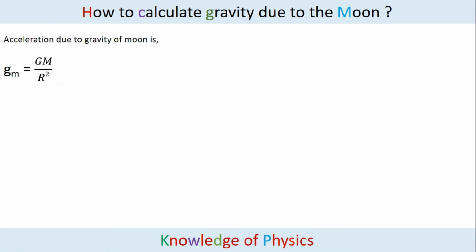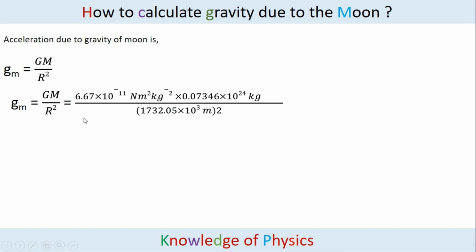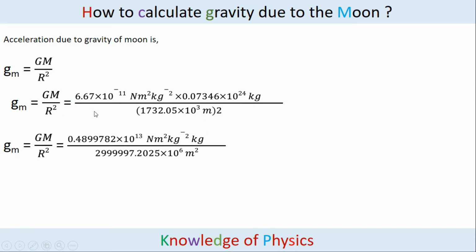Now the acceleration due to gravity of the moon is g_m equal to capital G capital M divided by R squared. Inserting the values of G, M and R, we get this expression, and further simplifying it we get this expression here. This value is squared, so here is m squared. Similarly, I have multiplied these, which becomes 0.499782, and I have subtracted 11 from 24, and it becomes 13.